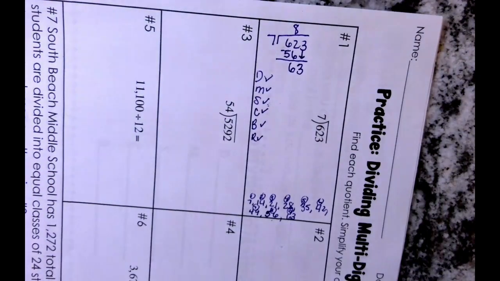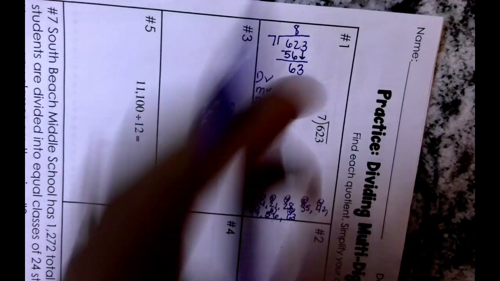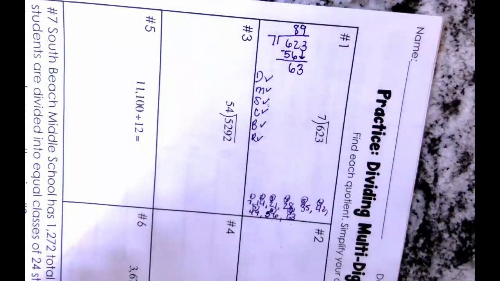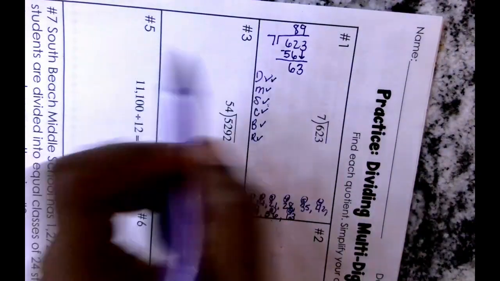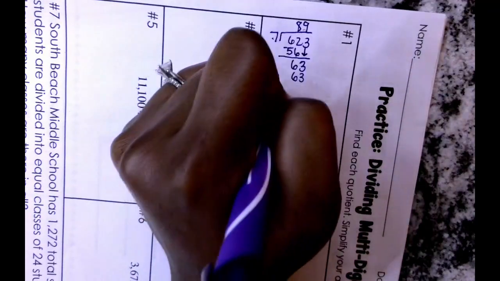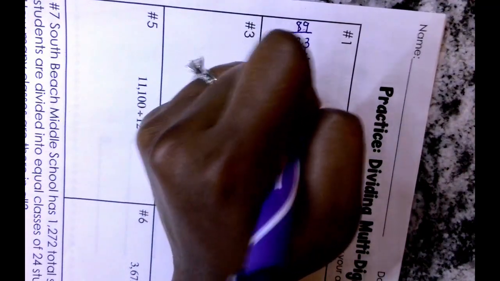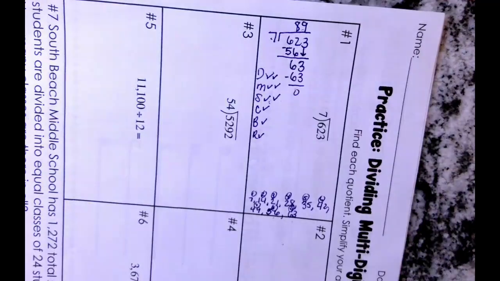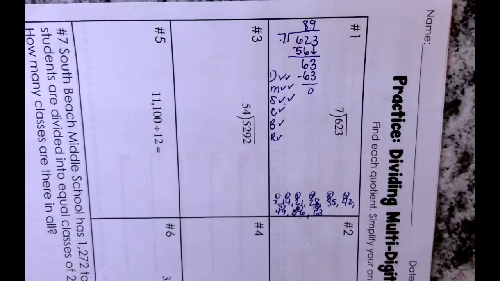Now it's 63. So our question is, how many full groups of 7 can we get out of 63? If we check our list, we see that it can go in 9 times. We divide it. Now we're going to multiply. What is 7 times 9? It is 63. And when you subtract, you get 0. We have no other numbers to bring down, so we are done. The answer to this problem is 89.